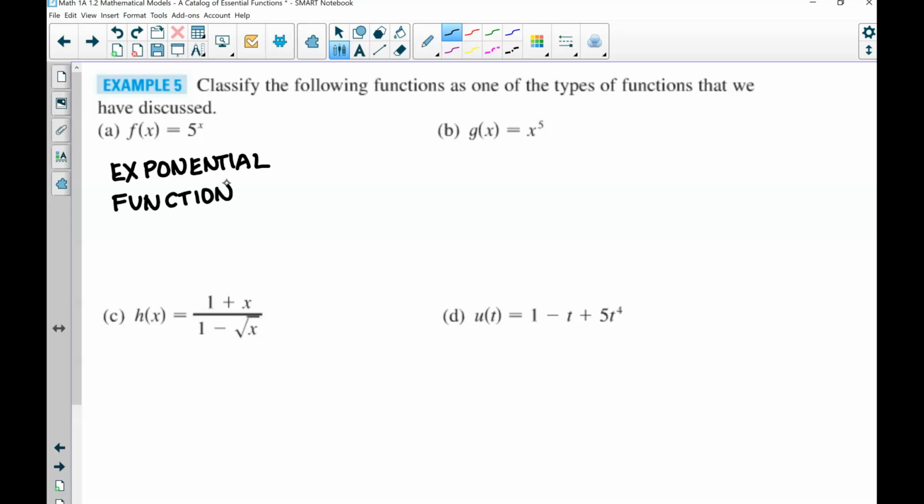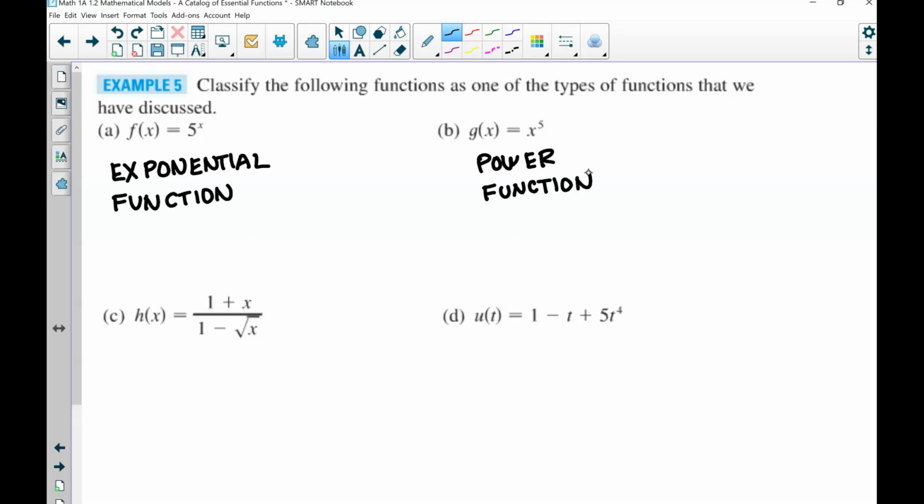Okay? For g of x, for part B, g of x is equal to x to the 5th. This is a power function. And if you notice, x is in the base. So we would also consider that the polynomial has a degree of 5.